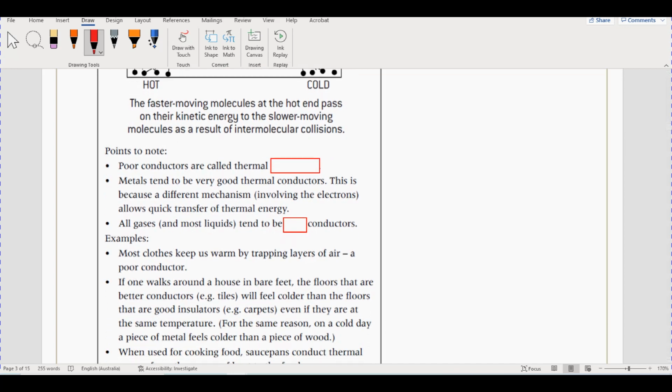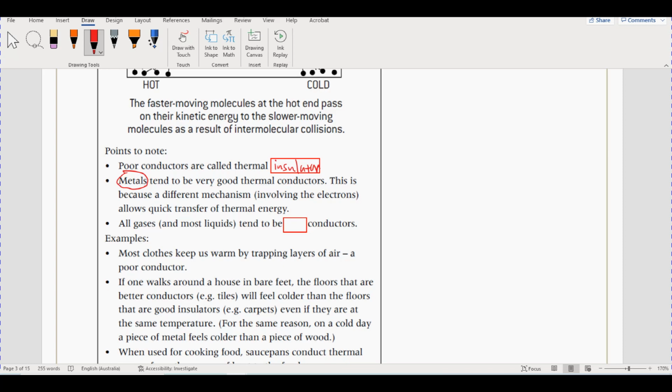So there are a few points to note. Poor conductors we normally call thermal insulators. That's the term you need to learn. Metals tend to be very good thermal conductors. Normally metals are the best conductors. This is because of a different mechanism involving the electrons. If you are studying chemistry, you know what I mean, that's what we call metallic bonding. If you haven't learned that part, that's okay. You just need to know metals are good thermal conductors.